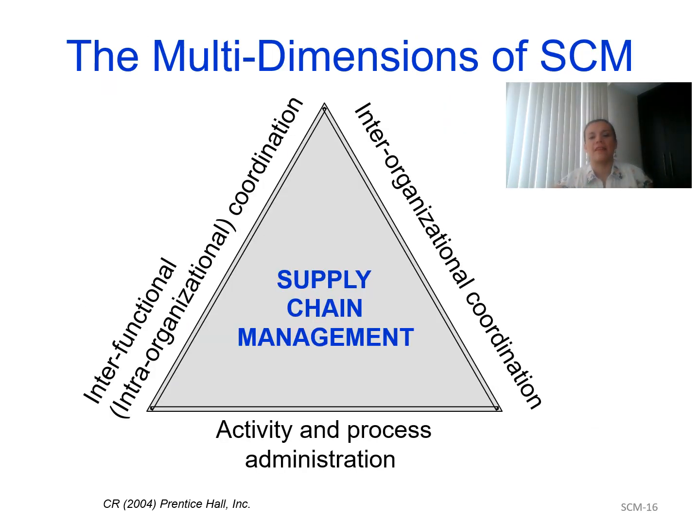Now to see the multi-dimension of the supply chain management. You see this triangle, you will need the whole integration of the interfunctional and inter-organization coordination, and that could be part of the activities and process administration. This is key for the supply chain management.